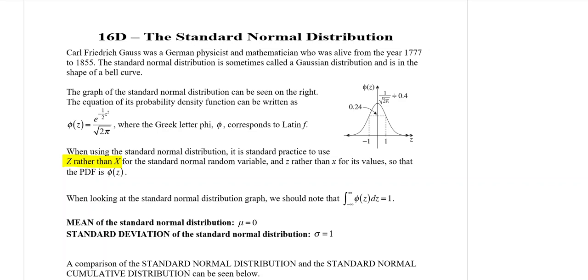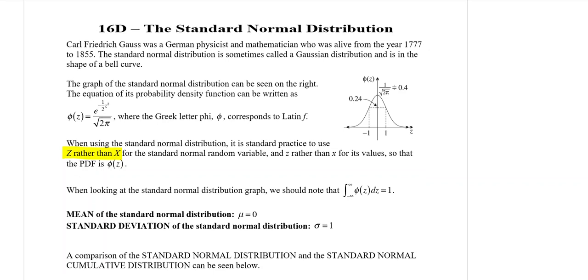The mean of the standard normal distribution will be 0. That will be the center of our data. The standard deviation will be 1. We're setting it up this way. Not all data is like this. This is just for the standard normal distribution, and we're going to manipulate data around it to make it work.